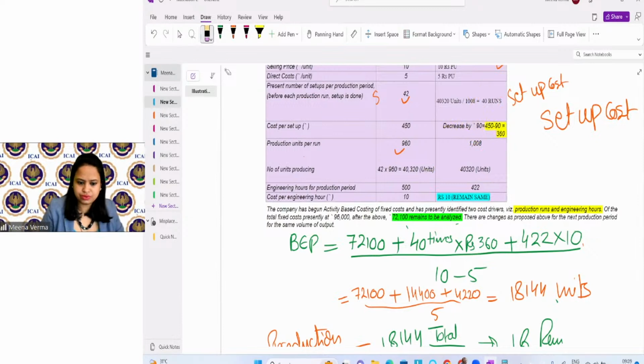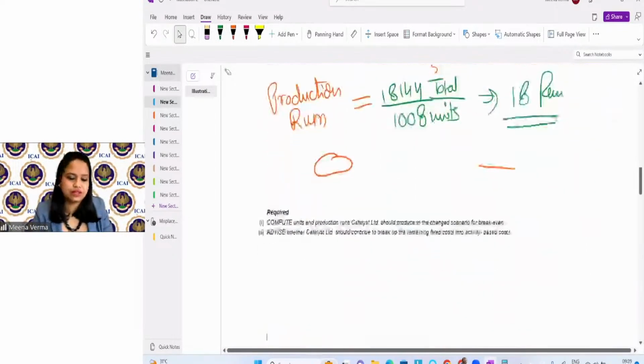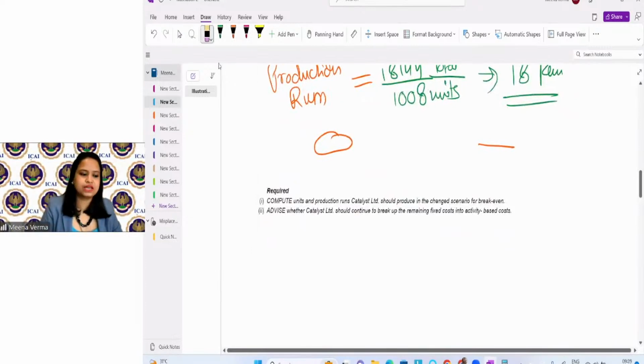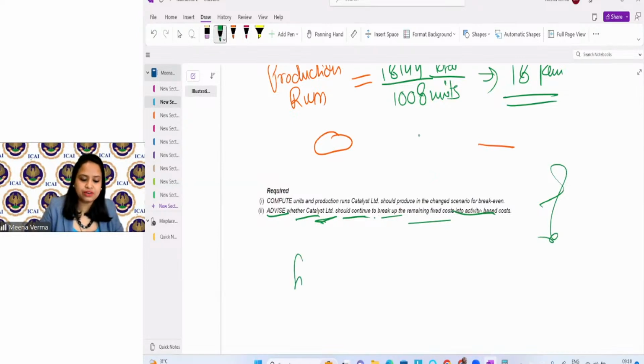Okay, so that's it. We have calculated the production run and we have calculated the break-even point. Let's read the second portion of the question. What is the question? Advise whether this company should continue to break up the remaining fixed cost into activity-based costing. This is the question. So here what is happening? The company has broken up their entire fixed cost into what?